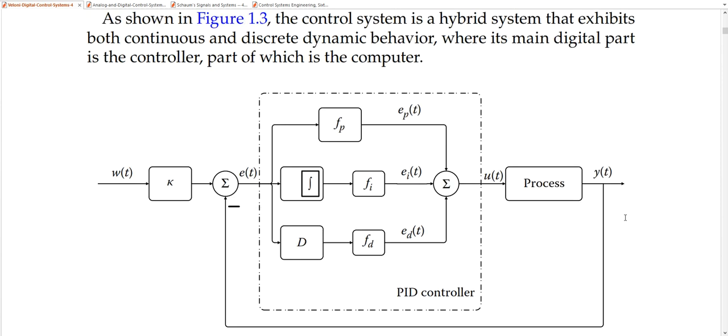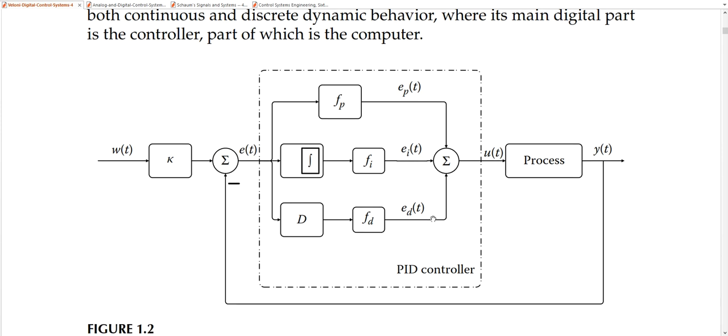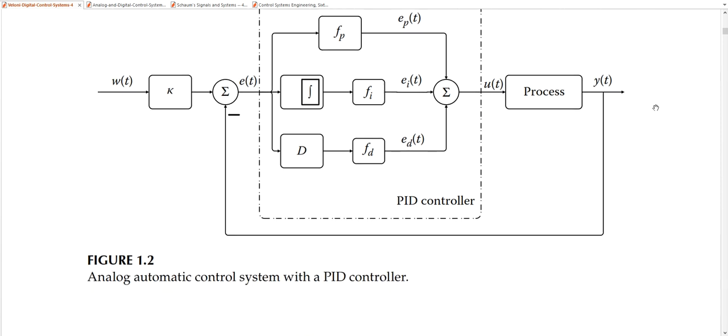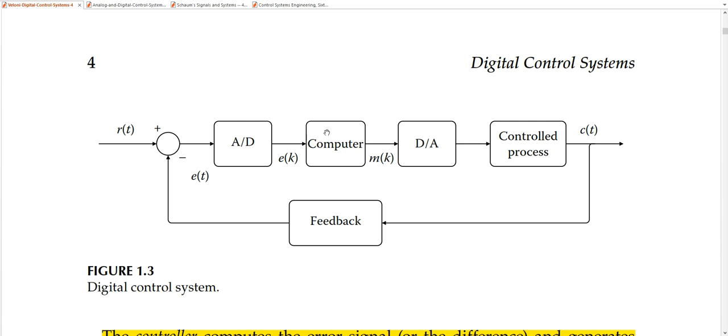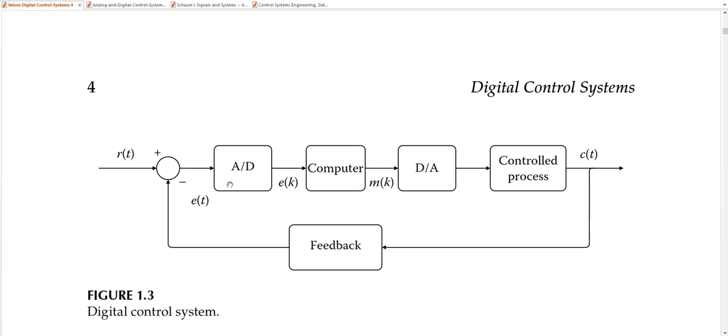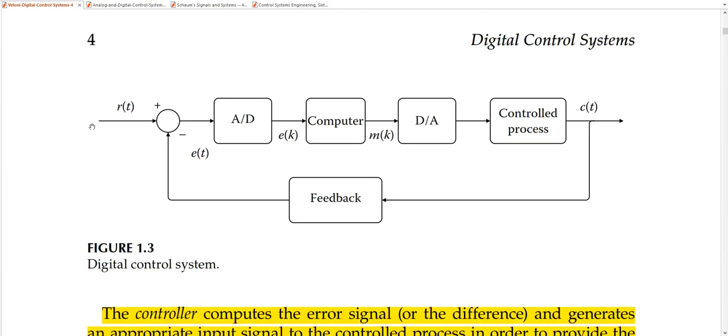In this case, this is a hybrid system that exhibits both continuous and discrete dynamic behavior. Its main digital part is the controller, which is a part of the computer. Now in this case, there will be a process called analog to digital conversion and digital to analog conversion. The input here is R(t), which is in the time domain. The input here is usually analog.